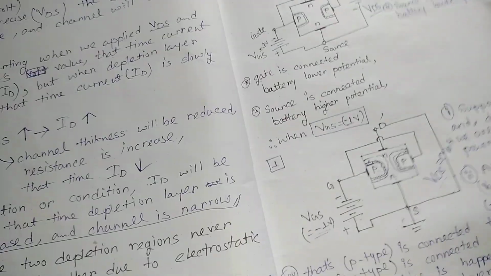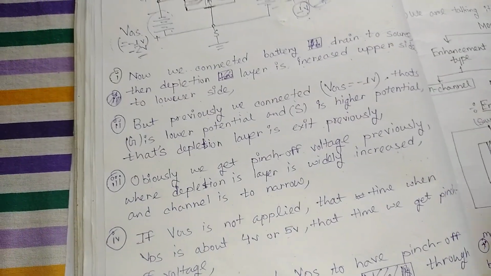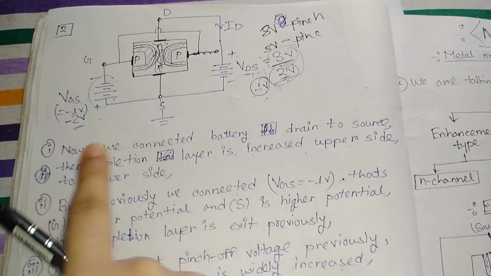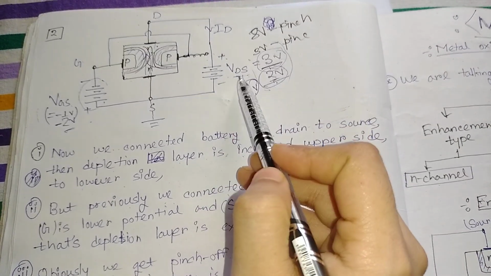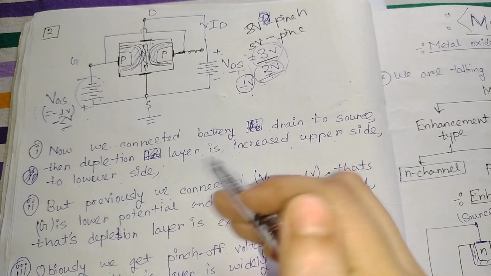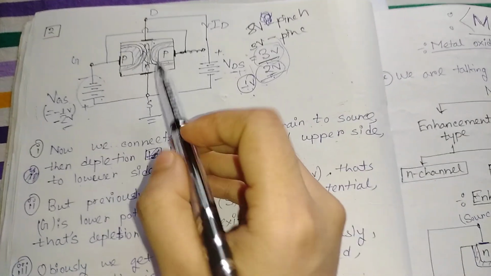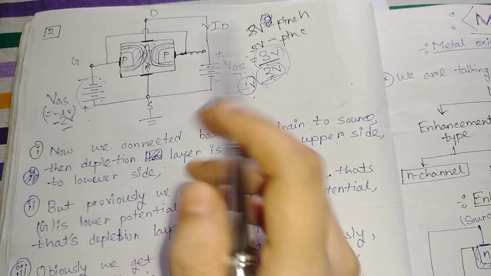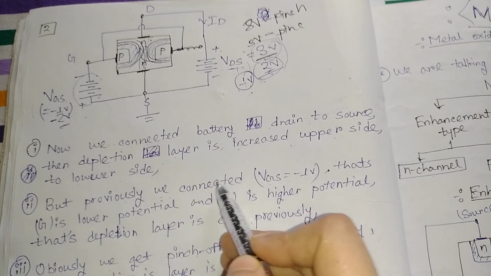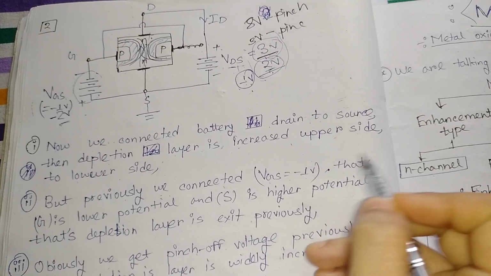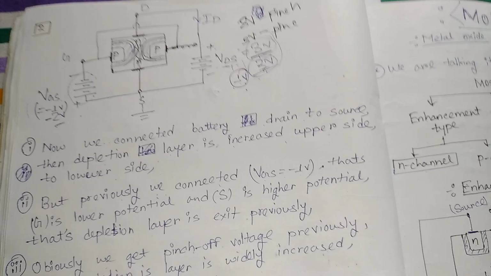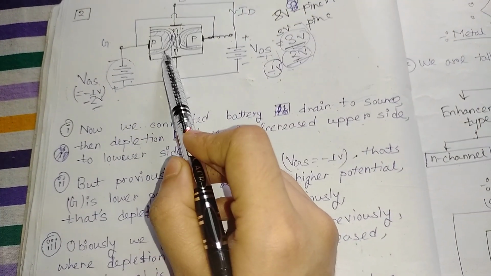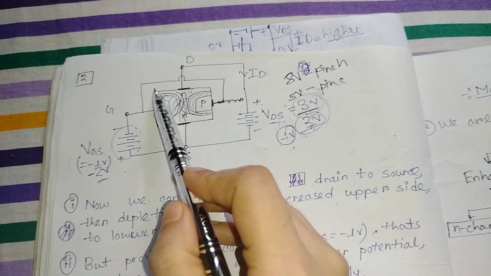So let's go to the next circuit. Now in this circuit we connect a battery from drain to source, VDS. Then the depletion layer increases from the upper side to the lower side. But previously we connected VGS equal to minus 1 volt, with the gate at lower potential and the source at higher potential. That means we already have a depletion layer here.